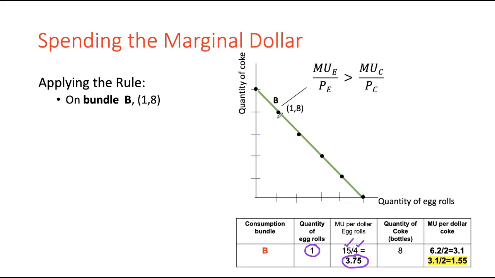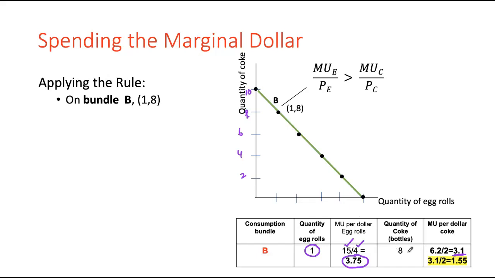On bundle B, I'm consuming 8 Cokes. So what's the marginal utility for the 8th Coke? Marginal utility for the 8th Coke is approximately 3.1. Why 3.1? Because in this case, we were jumping in increments of 2, from 0 to 2, 4, 6, 8, and 10. So we had increments of 2 units of Coke each. And our total utility table was giving us total utility rising from 2 to 4 Cokes, then 6 Cokes, 8 Cokes, and so on.